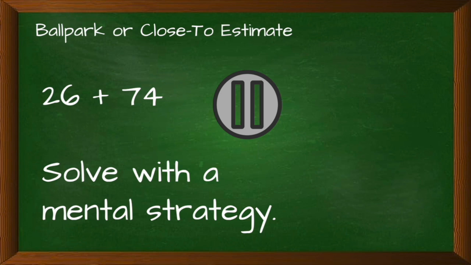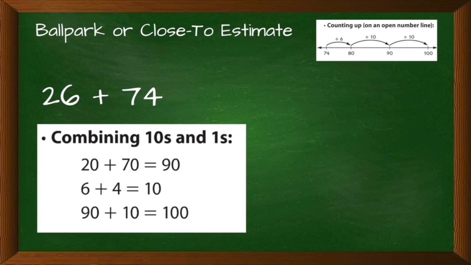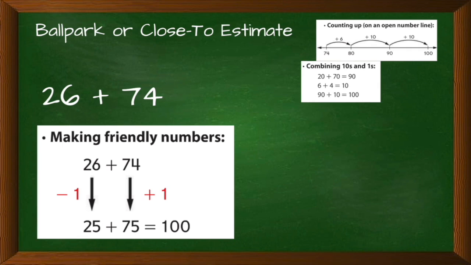First, let's think about the expression 26 plus 74. Feel free to pause the video to see if you can solve this using a mental math strategy. Some of you might have solved this problem by counting up on an open number line. Some of you might have combined tens and ones. So 20 plus 70 is 90, 6 plus 4 is 10, and then the sum of those sums, 90 plus 10, is 100. Some of you might have seen that 26 and 74 can be used to make a friendly number. And that's a great connection to where we're going next, friendly numbers.